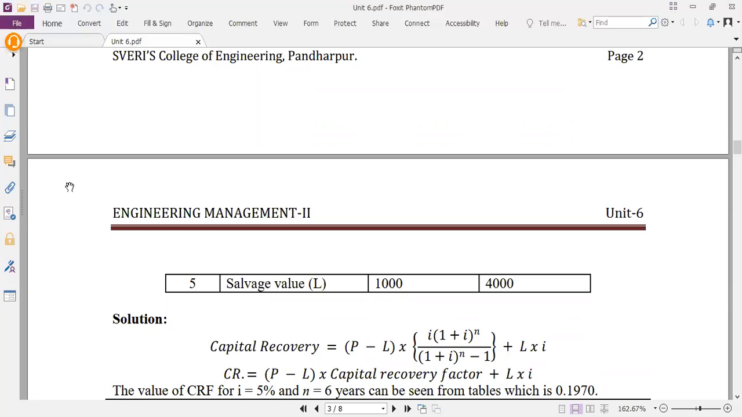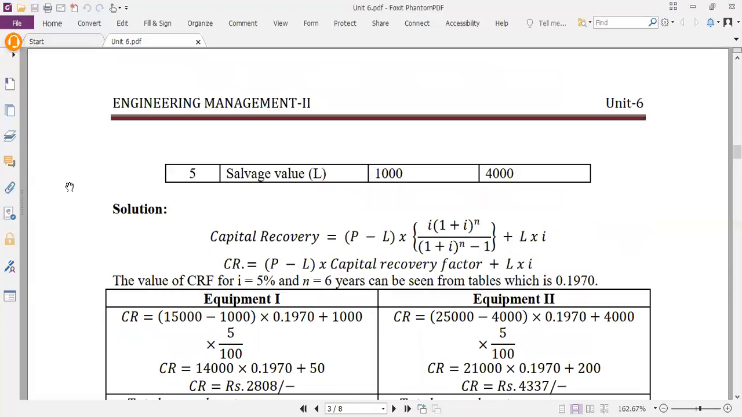Okay, what is the salvage value? Salvage value means the things which may be damaged during an accident, etc., and these things can be saved. So during operations, certain things may get damaged, and that salvage value we should consider.